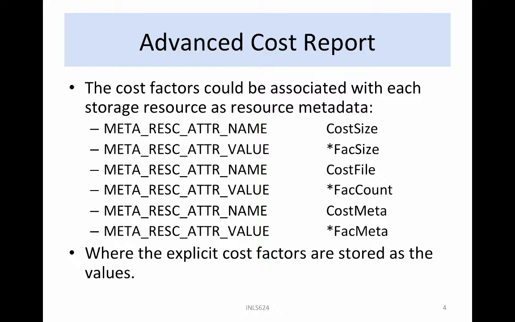Thus, meta resource adder name would be cost size, meta resource adder value would be star fact size. Meta resource adder name cost file would have the meta resource adder value star fact count. Meta resource adder name would have cost meta with the meta resource adder value of star fact meta. As new storage systems are added, the associated cost factors can be associated with the new storage resource.